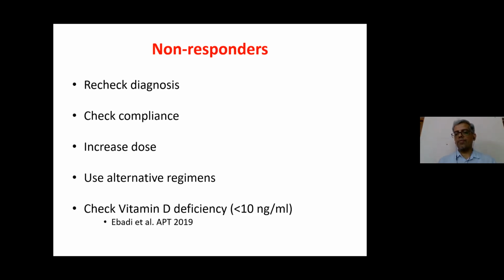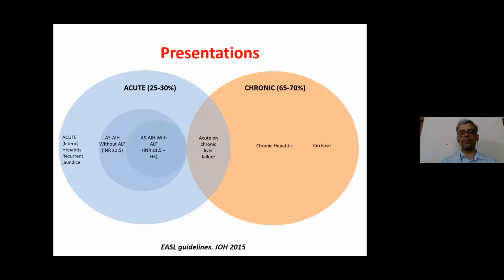If you do not have a response, you can consider increasing the dose of the immunosuppression which you've started, or consider alternative regimens as we talked about, TAC and MMF. Check for vitamin D deficiency. Recent data suggests that patients who have vitamin D deficiency may not respond, may have more complications, more progression of the disease. So we've talked about patient management with chronic hepatitis.